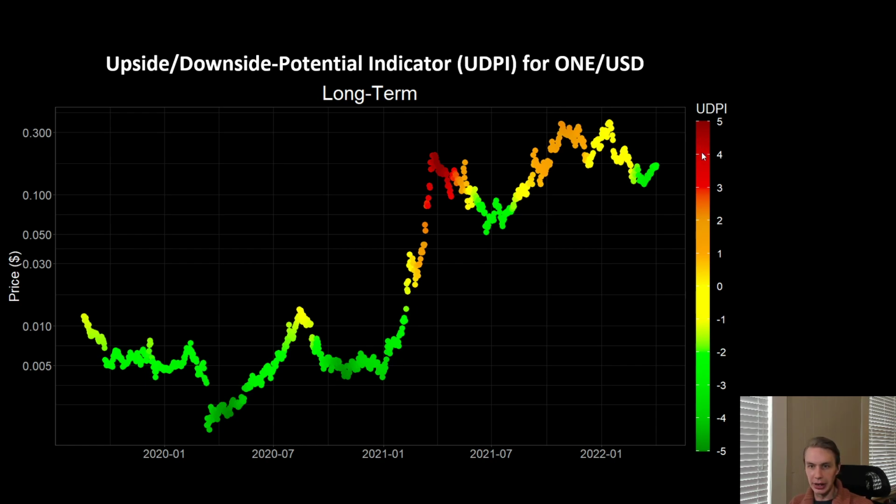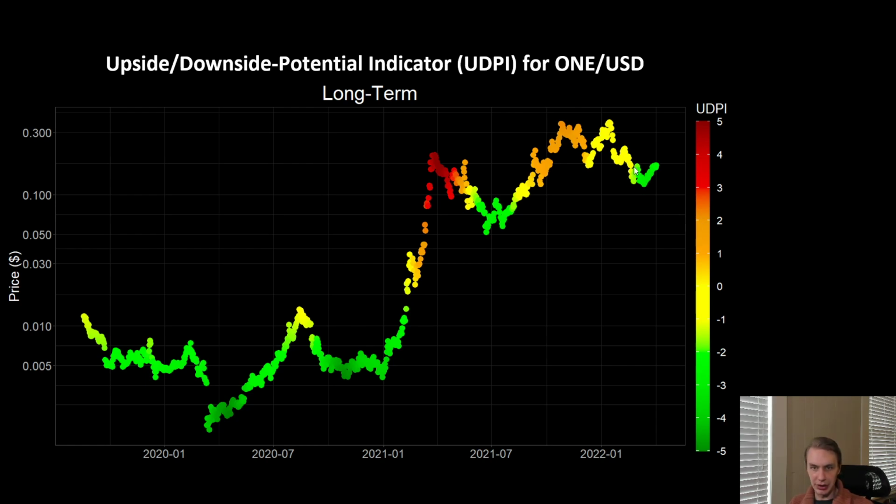So up in these high numbers around 5, this would be when the upside potential has been exhausted and downside potential is quite large. -5 is the opposite. Downside potential has been exhausted, upside potential is quite large. And this is just the price action of Harmony across time, color-coded to the output of the UDPI. And you can see the UDPI does a good job of identifying these low risk zones where accumulating Harmony has historically been advantageous, as well as these high risk zones where distributing Harmony has been historically advantageous.